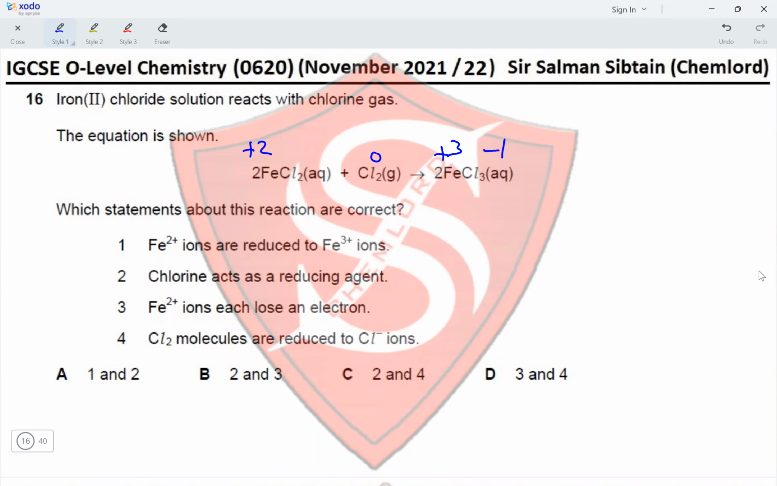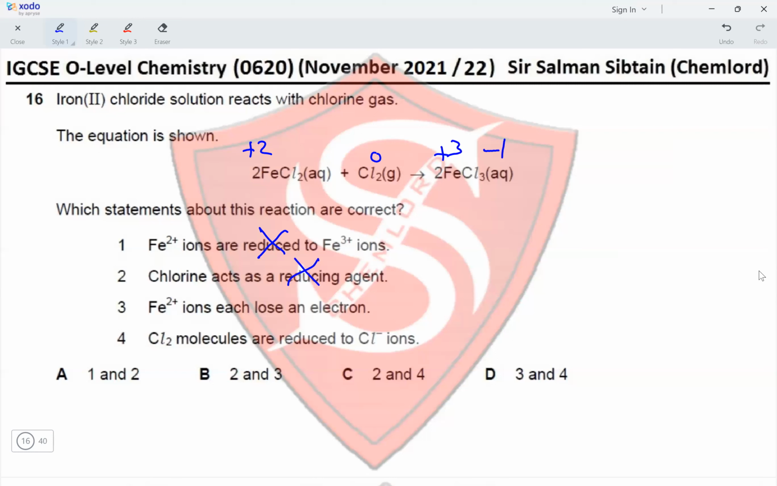Which statements about this reaction are correct? Fe2 plus ions are reduced to Fe3 plus ions. Fe2 plus ions are not reduced, they are oxidized. Chlorine acts as a reducing agent. Chlorine is reduced, therefore it is an oxidizing agent, not a reducing agent.